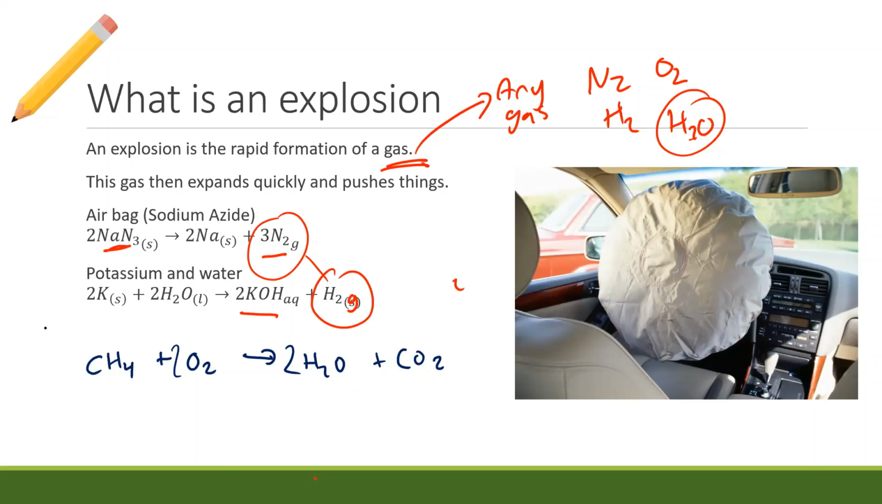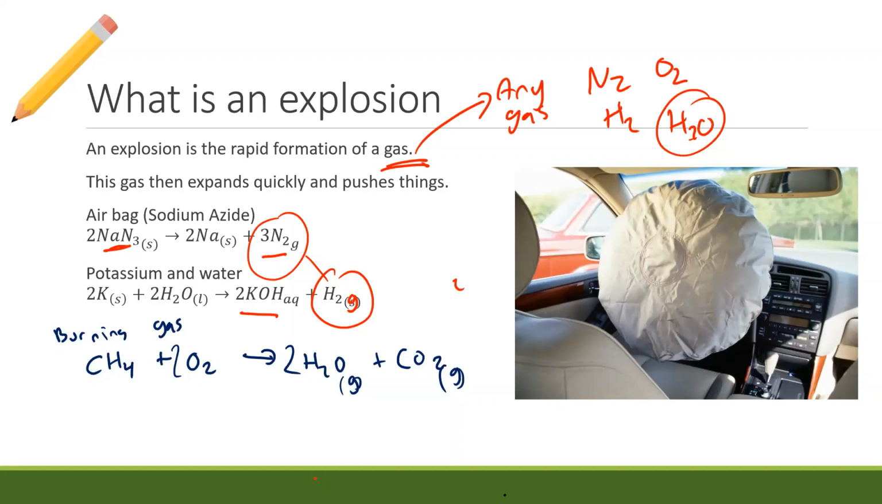This is going to be the burning of gas. Now, if you put a gas and you light it on fire, you can get an explosion. In this case, the burning of gas makes gaseous water, and it also makes gaseous CO2. And that explosion can be really dangerous.